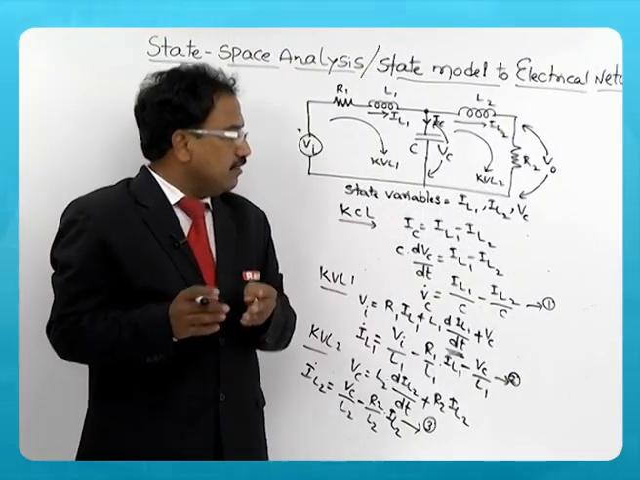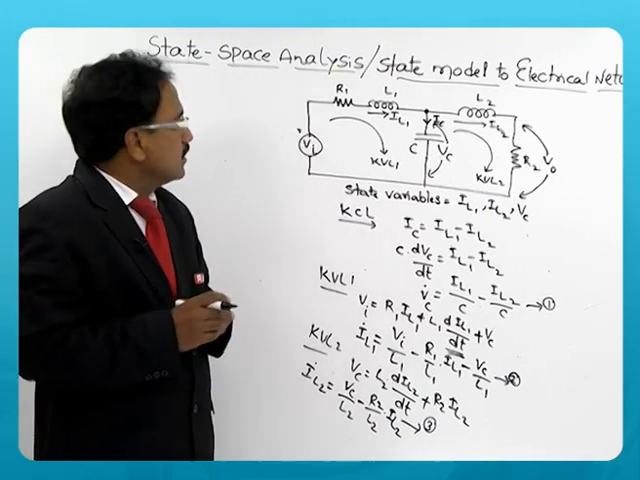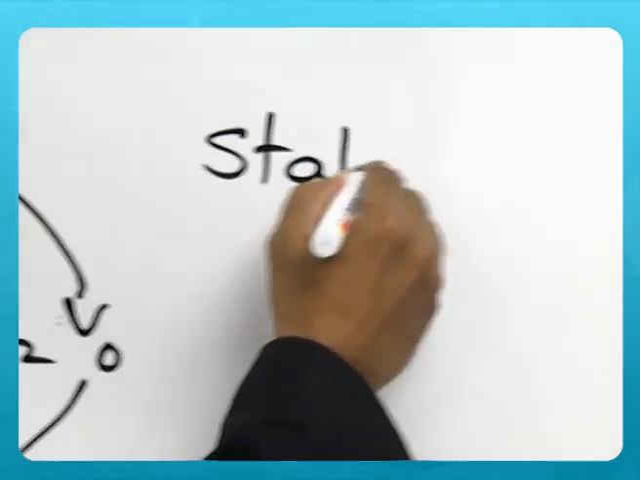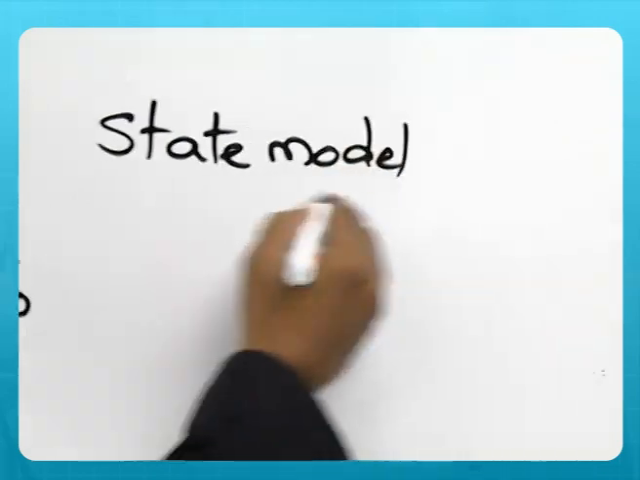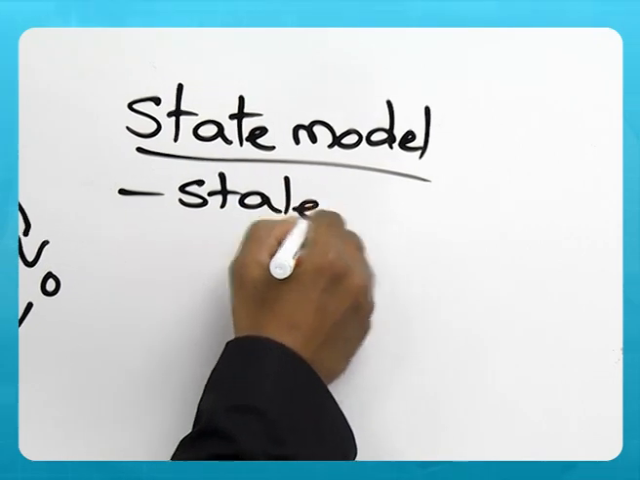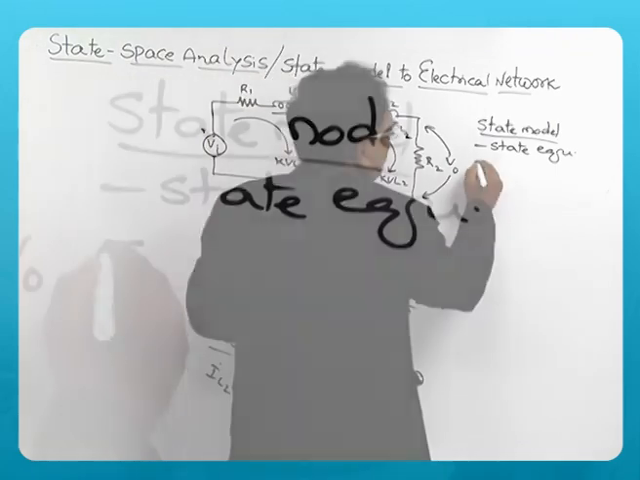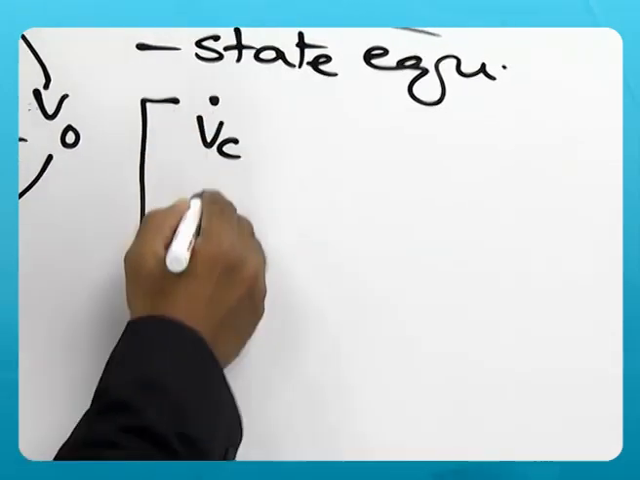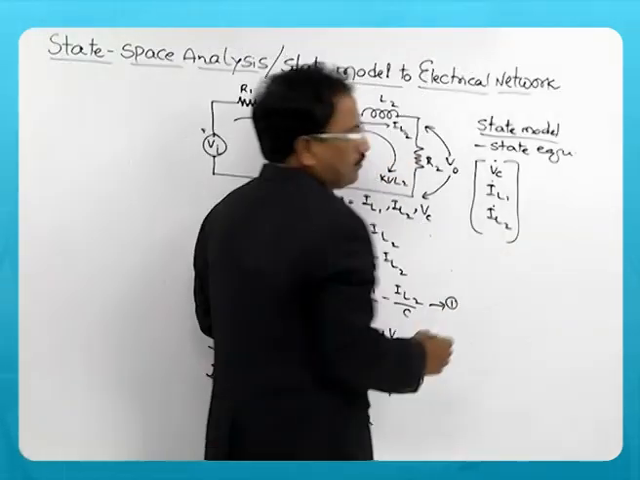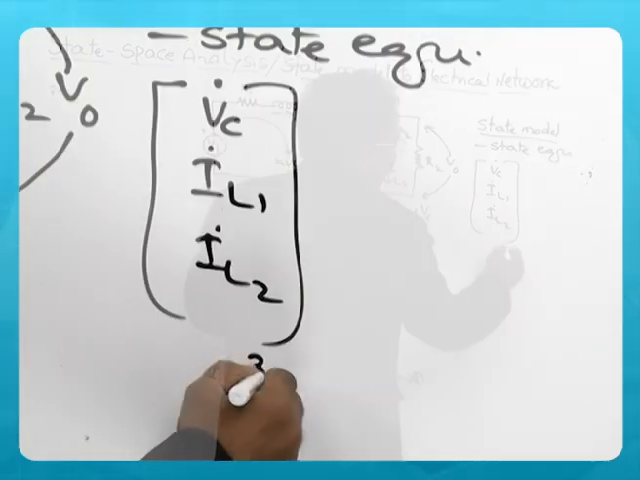All these 3 equations now must be put in matrix form, which is nothing but the state model. Using these 3 equations, you will first get a state equation. I have 3 variables: the differential of the voltage across the capacitor, the current through the first inductor, and the current through the second inductor, forming the differential state vector of 3 cross 1.